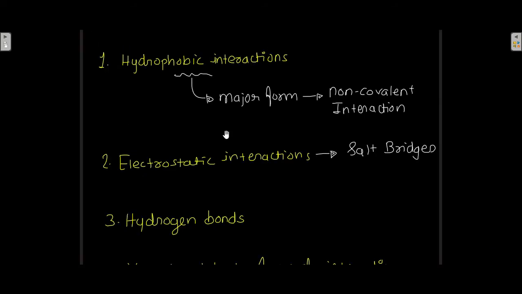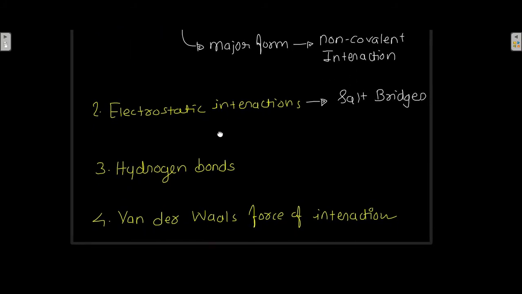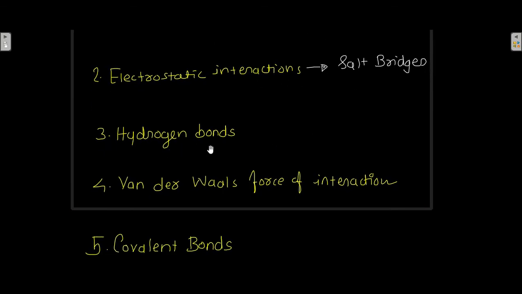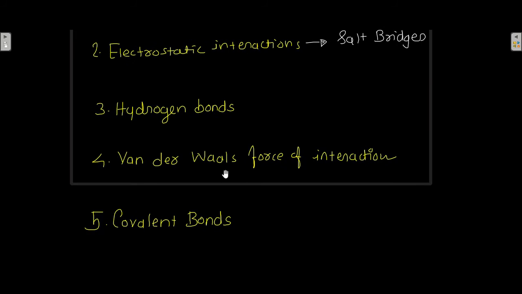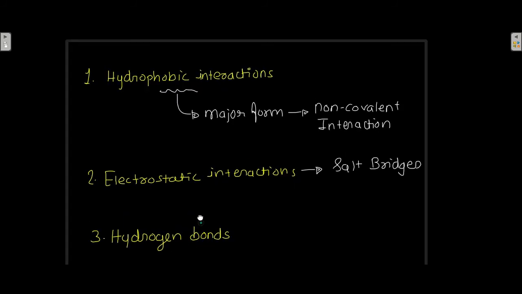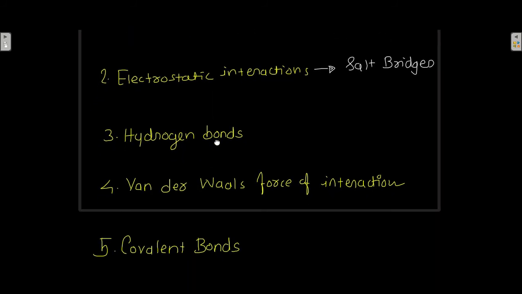Okay, so the tertiary structure is stabilized by hydrophobic interactions, which is a major form of non-covalent interaction. Then it is stabilized by electrostatic interactions, which are also known as salt bridges, then hydrogen bonds, then van der Waals forces of interaction, and at last covalent bonds. Okay, so these bonds and interactions are stabilizing the tertiary structure of the protein.